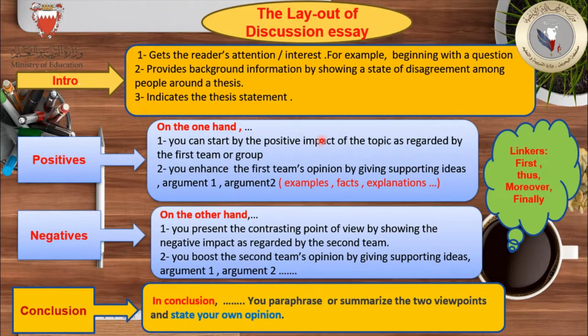So as you see, from the layout we have 4 paragraphs. Paragraph number 1, introduction. The second one is positive, or what we call advantages, and the third one is negative, and the last one is conclusion. What should you write in each paragraph?